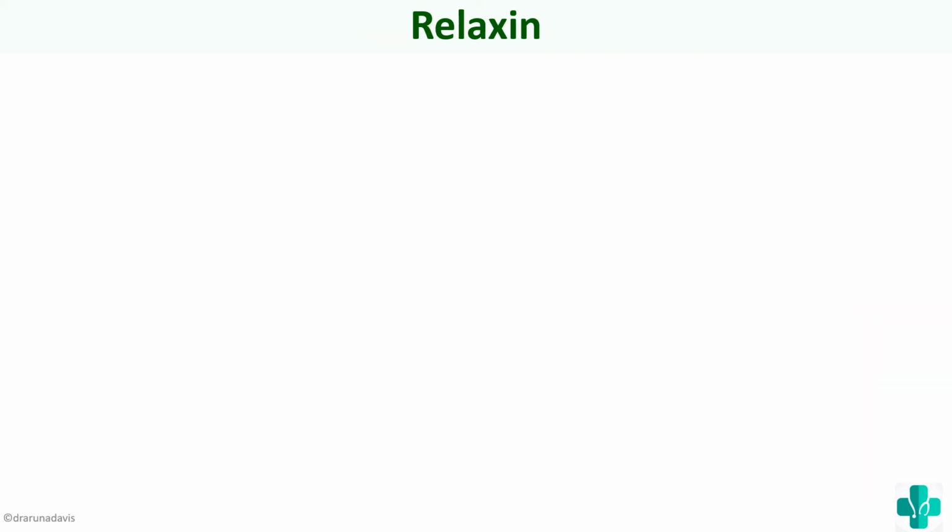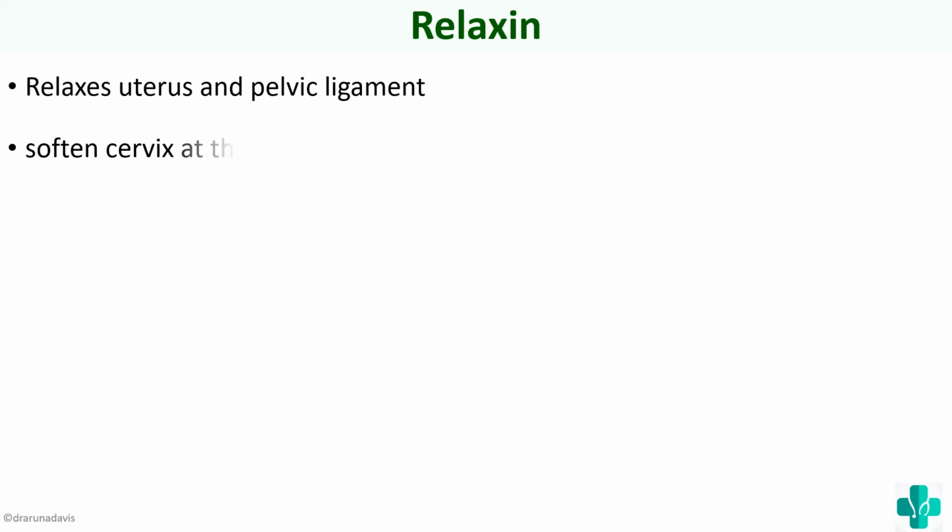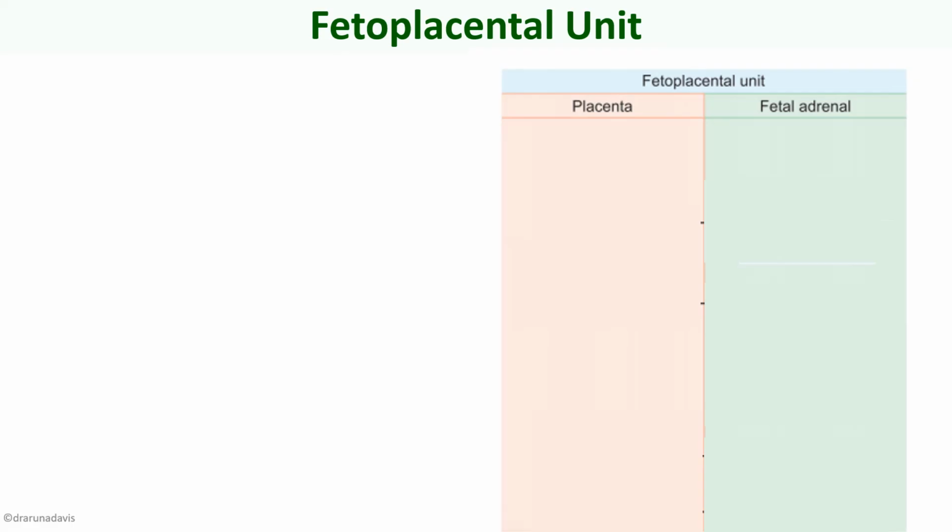Next is relaxin. Just like the name suggests, the main function of relaxin is to relax the uterus and the pelvic ligament and also soften the cervix at the time of delivery. So these are the endocrine functions of the placenta. But it will not be complete unless you also mention the feto-placental unit. So what is the feto-placental unit?